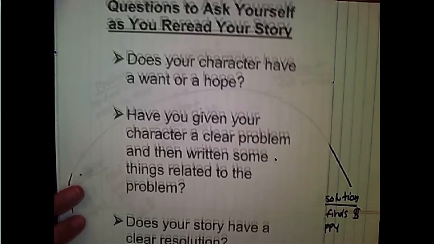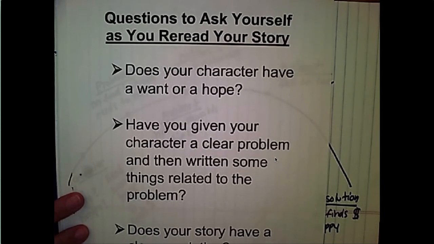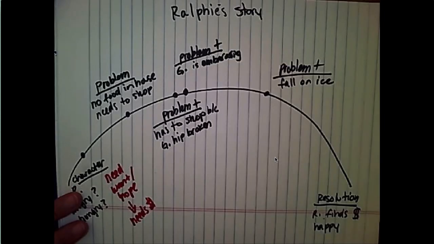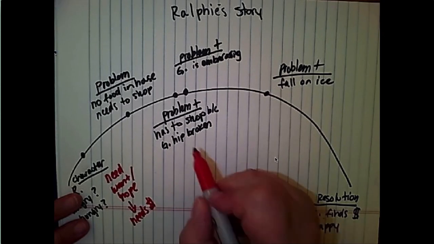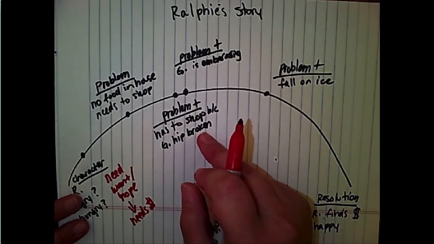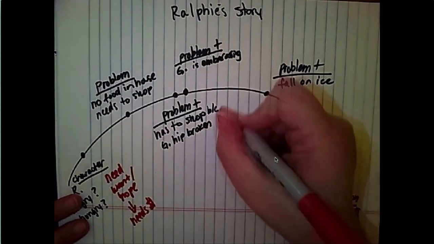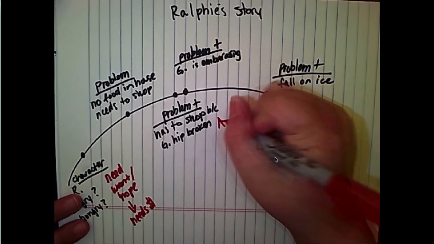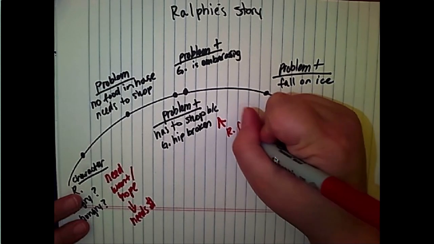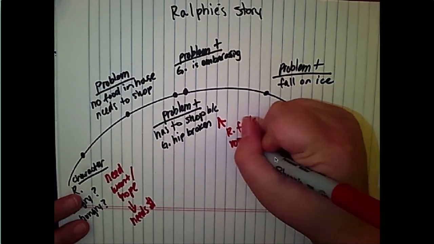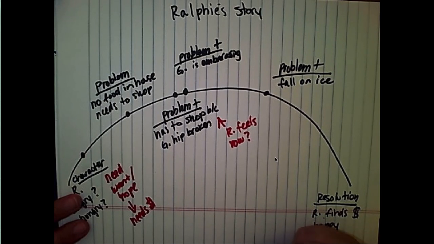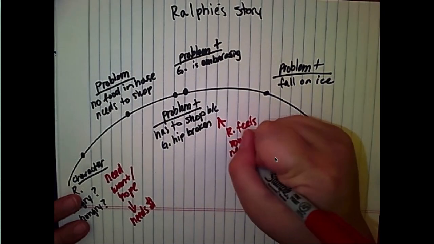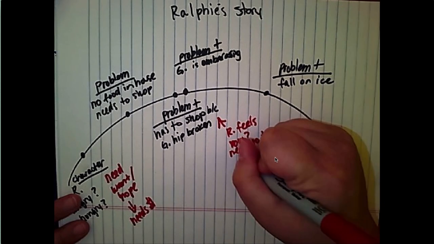Next question, as I reread this, is have I given my character a clear problem and then written some things related to the problem? Well, I've definitely given him a problem, right? Like he has to shop. And I've done a couple of things along the way, but I think this could be better. I mentioned along the way that the grandma has had this injury, but I don't really know how Ralphie feels. I need to add that. Need to add maybe feelings.